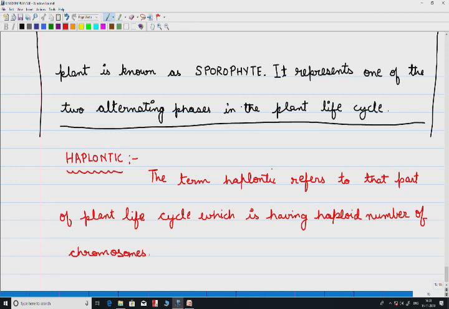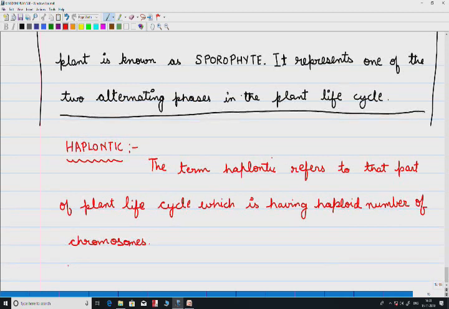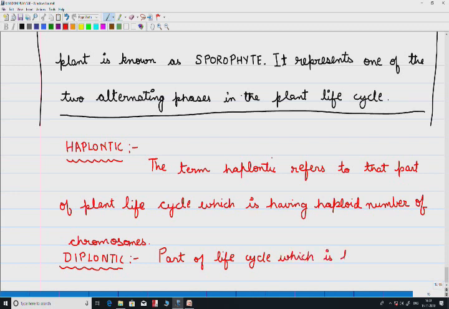Similarly, there is a term called diplontic. Diplontic refers to that part of the life cycle which is having diploid number of chromosomes. I will also show this to you, do not worry. So basically we have to just consider the number of chromosomes.